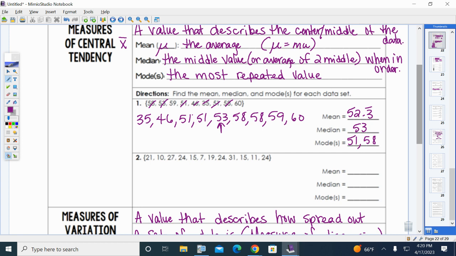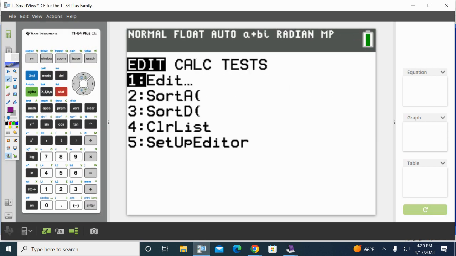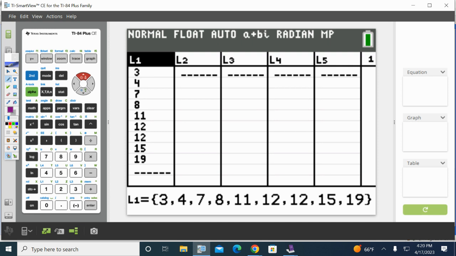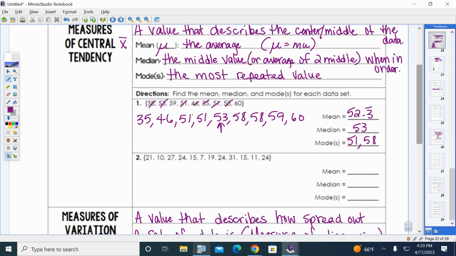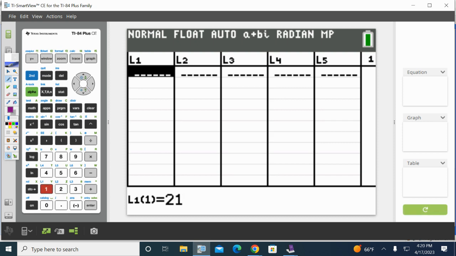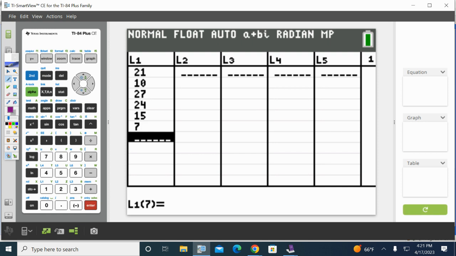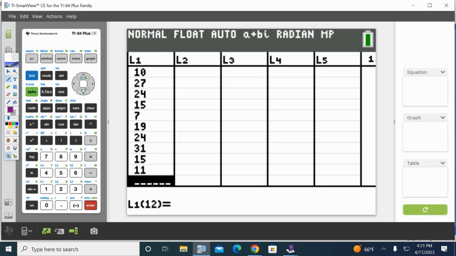Now, real quick, I do want to show you how to do this in the graphing calculator. Not that that was hard, but to show you really quick how this is going to work. You're going to go to Stat, click on Edit, and clear out anything that's in your history there. And I'm working on number 2. I'm going to put all those numbers in: 21, 10, 27, 24, 15, 7, 19, 24, 31, 15, 11, and 24.